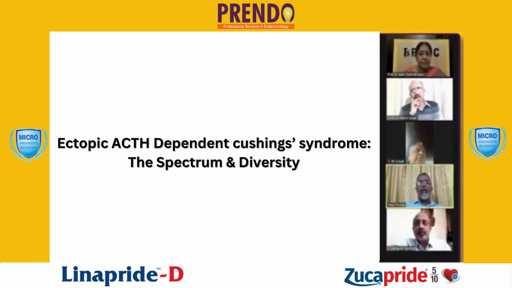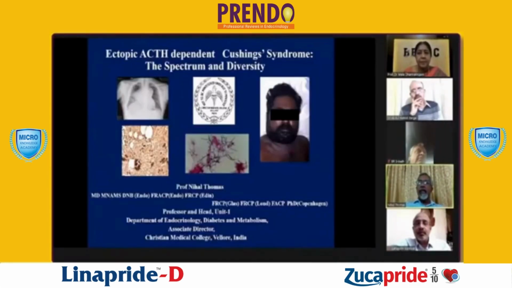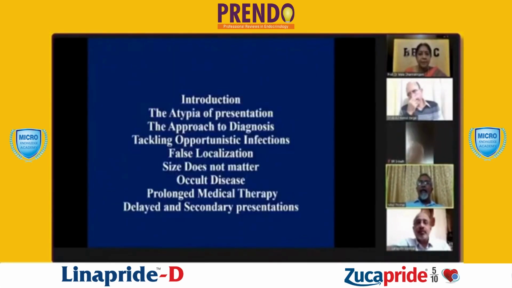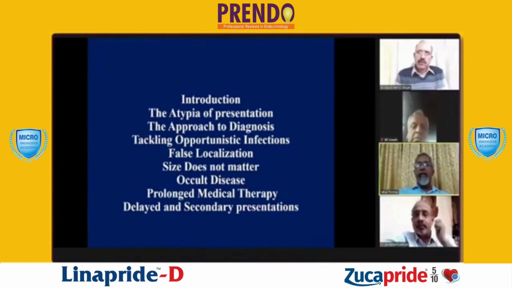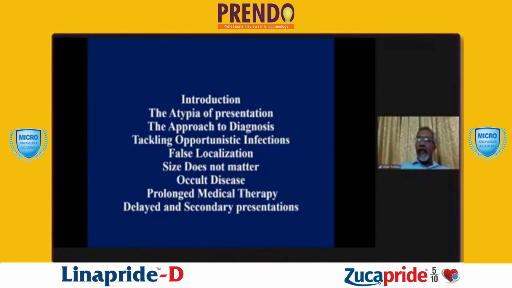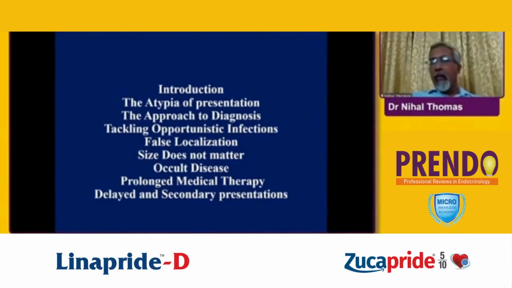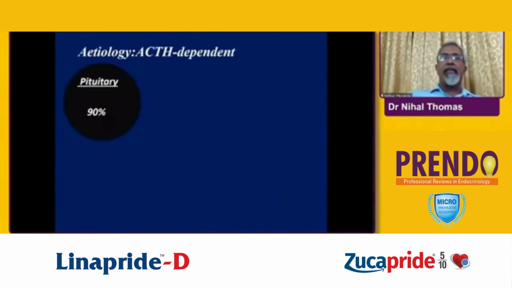I will be talking about ectopic ACTH dependent Cushing syndrome. Let's go through this from the perspective of a lesson learning process. I'll be talking about the ATPA presentation and approach to diagnosis, some tackling of opportunistic infections, false localization, why size does not necessarily matter, occult disease, prolonged medical treatment, and delayed and secondary presentations.